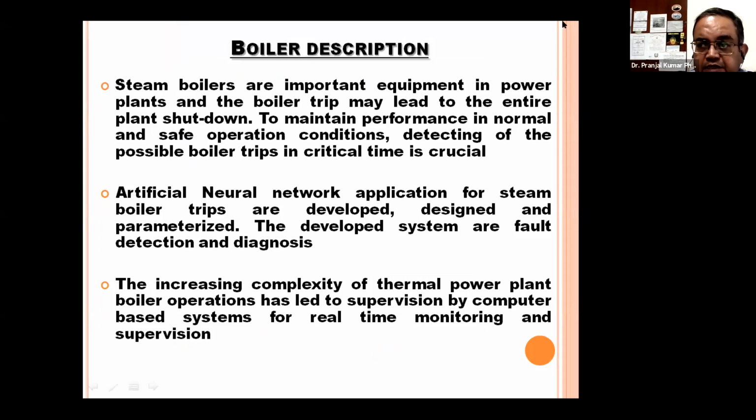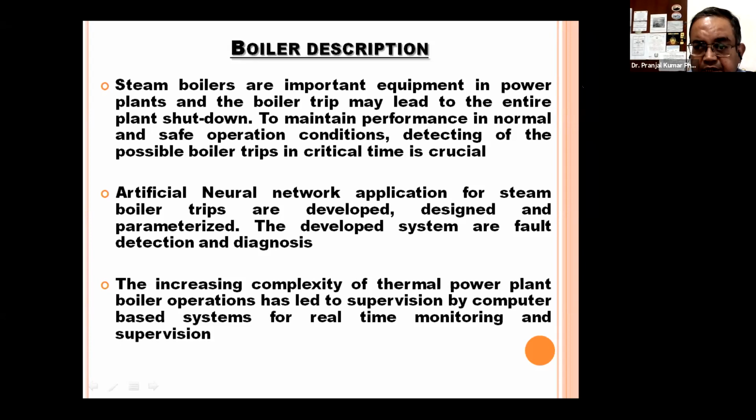In the boiler description, what I want to say is that steam boilers are very important equipment. You must know that in any power plant, any tripping of the boiler will lead to the entire plant shutdown. So it's very important to maintain the performance and also the safety of the plant, the safety of the boiler, and the safety of the people, meaning the employees, so that nothing happens that makes it impossible to rectify.